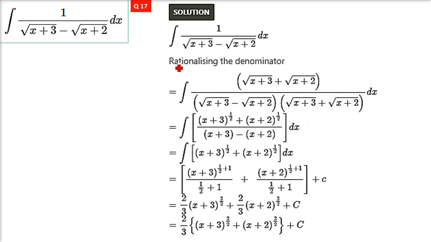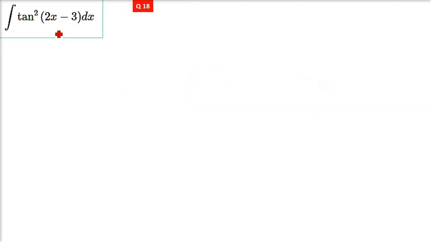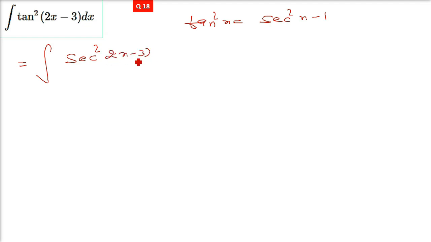Main idea is to rationalize the denominator. When we rationalize, other things are quite known to you. Now just assume that we are integrating tan square x. When we say tan square x, it's simply equal to sec square x minus 1. We'll apply it here. It will be the integration of sec square (2x minus 3), because x is actually 2x minus 3, which we are taking, minus 1 with dx.